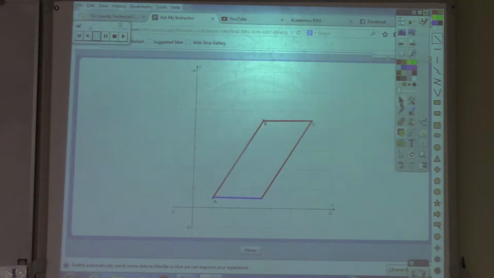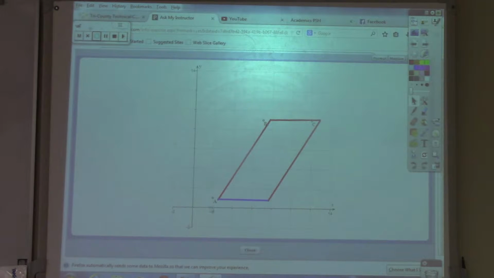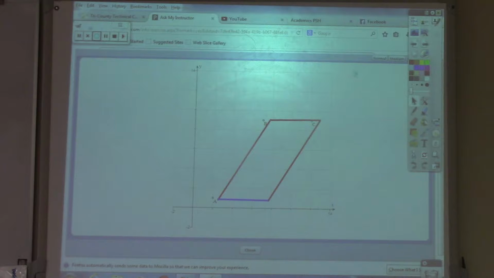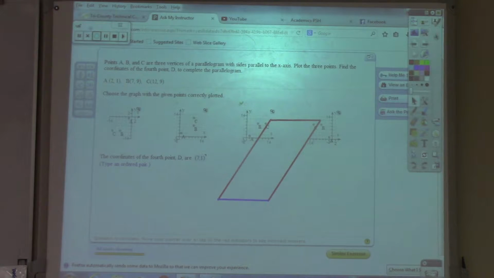Now count. 1, 2, 3, 4, 5, 6, 7. Wait a minute. There we go. 2, 4, 6. What? 7 and what? 1. 7 and 1. Thank you, class. So C and 7 and 1 is our answer.